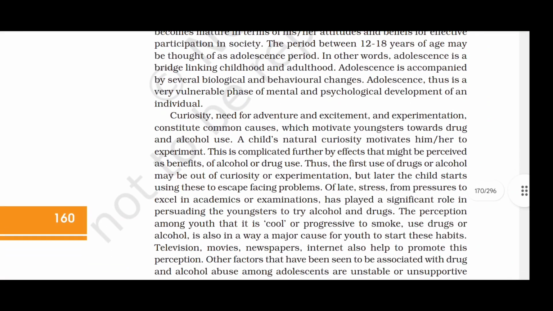Adolescence is accompanied by several biological and behavioral changes. Adolescence, thus, is a very vulnerable phase of mental and psychological development of an individual. Curiosity, need for adventure and excitement, and experimentation constitute common causes which motivate youngsters toward drug and alcohol use. A child's natural curiosity motivates him or her to experiment.